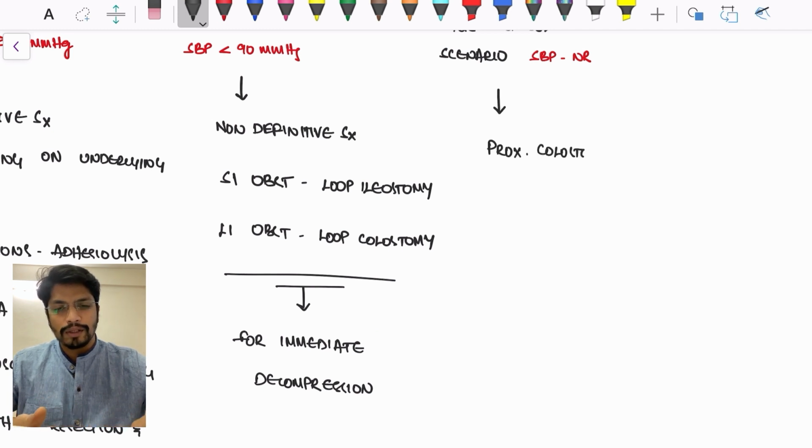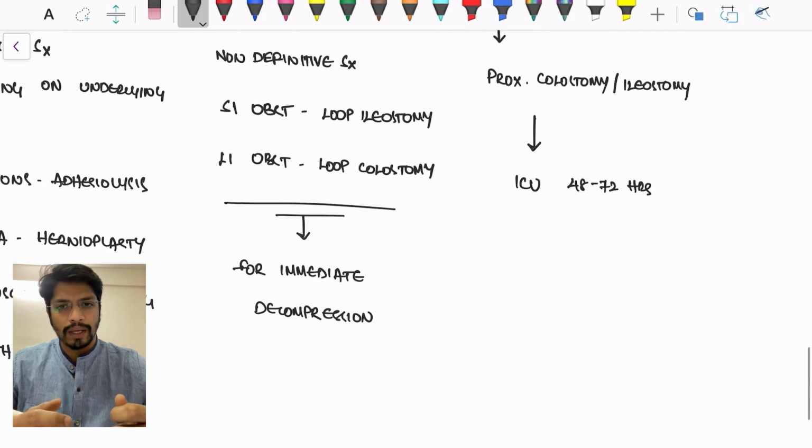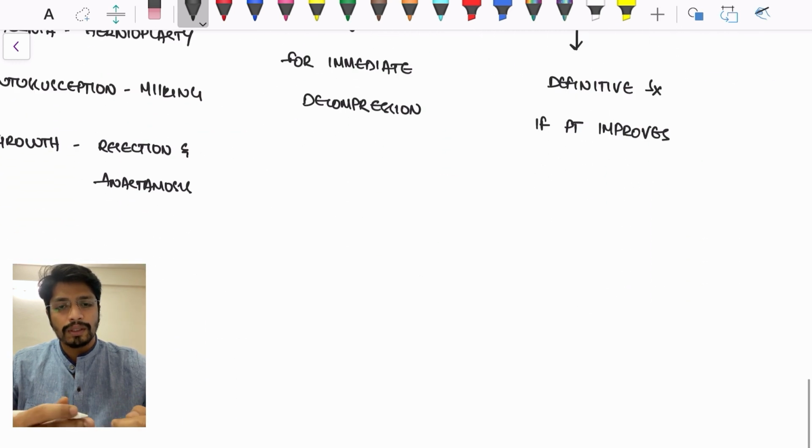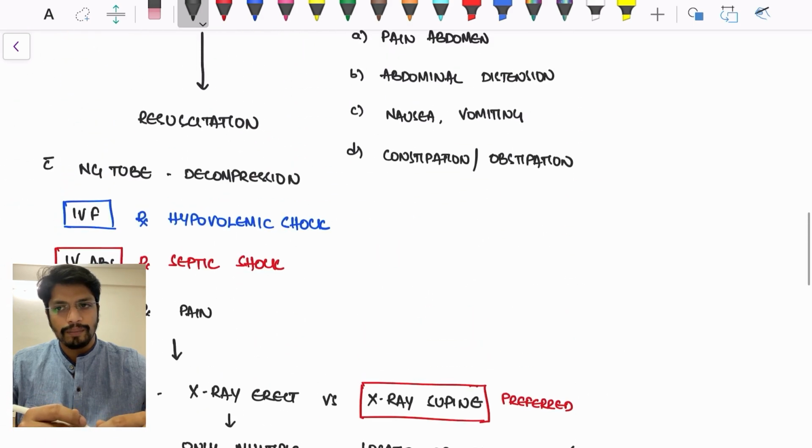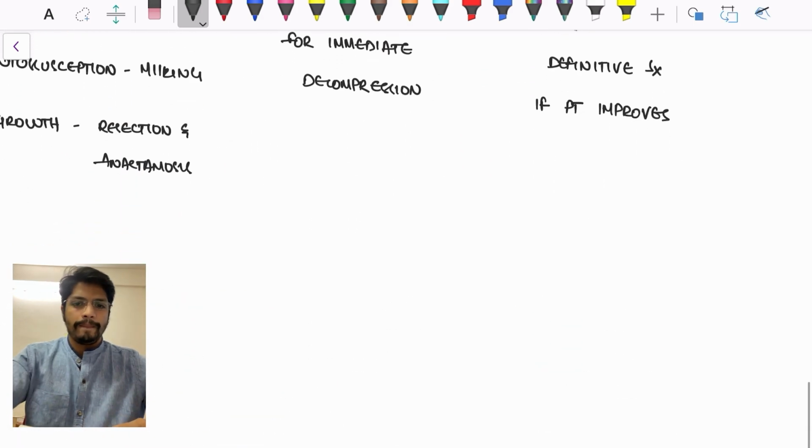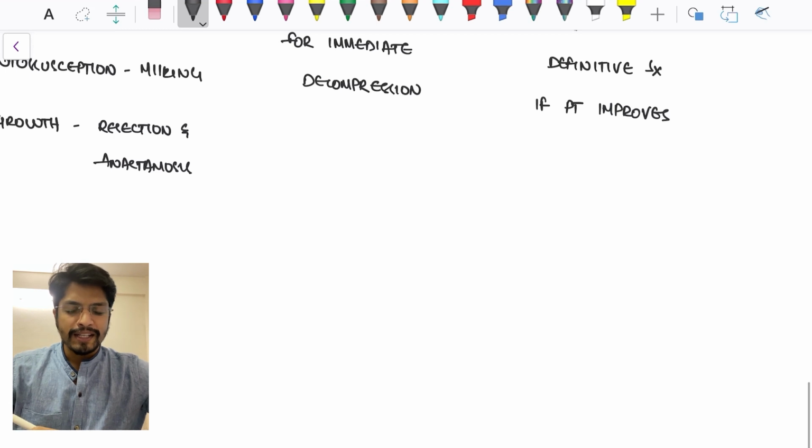If it is a damage control scenario, we should do a proximal colostomy or ileostomy similar to a patient who is unstable, but we should shift the patient to the ICU for 48 to 72 hours observation. Then later he is shifted from the ICU. Once the patient improves, we will do a definitive surgery. This is regarding intestinal obstruction.